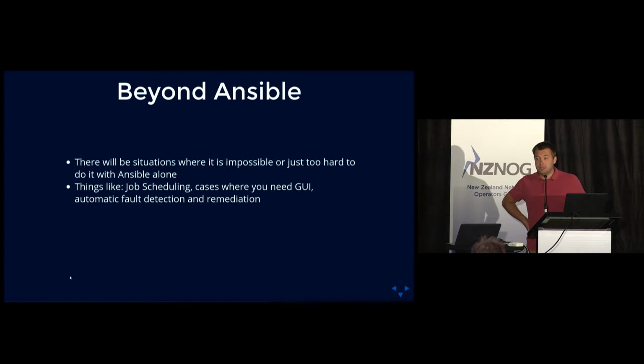Beyond Ansible, there will be some circumstances where you cannot use Ansible, or it's just going to be too hard to use Ansible alone. Things like job scheduling, cases where you need a GUI, automatic fault detection and remediation as well. Those kinds of things will be hard to achieve with Ansible, so you would probably need to do something else. You probably want to use some APIs.